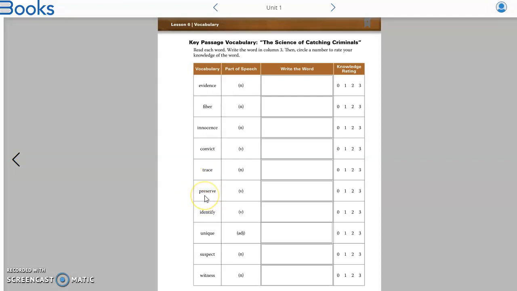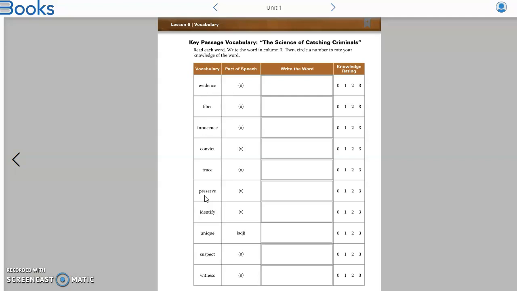Next word is preserve. When investigators preserve a crime scene, what do they do to it? When they preserve a crime scene, they keep it the way they found it. Why is it important to preserve the scene? It is important to preserve the scene so investigators can look for clues and take samples.